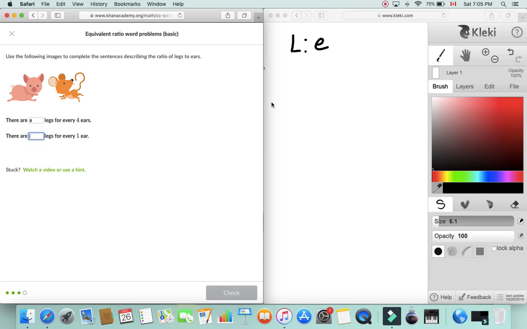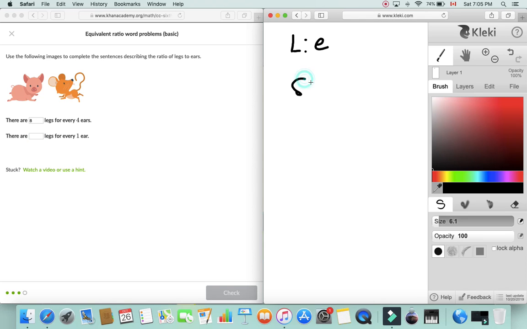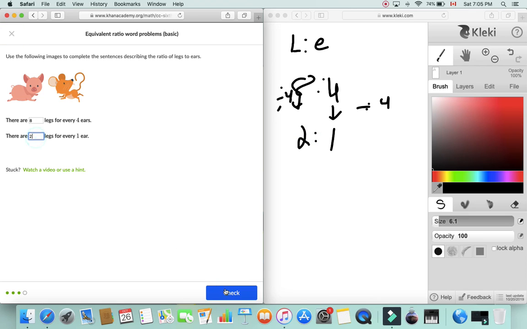And for every 1 ear. So normally it's 8 to 4, but we want legs for every 1 ear. So we just divide by 4. Remember what I said? If you do something on one side, you always have to do something on the other side for it to be the same. So it's 2 to 1. Let's go.